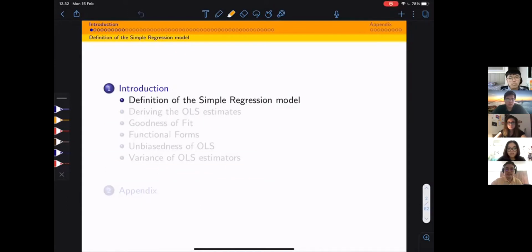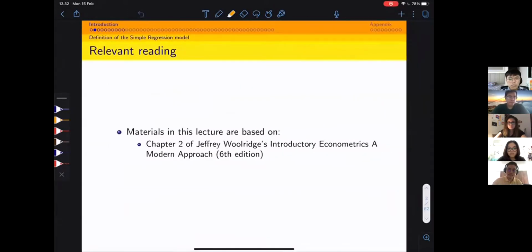All right, so I'm going to start with the first topic, which is the definition of the simple regression model. Again, the relevant reading for this chapter is the second chapter of Jeffrey Wooldridge, Introductory Econometrics: A Modern Approach. I'm hoping that you have already had a chance to review it. If you haven't done so, please spare some time to review the chapter. I think the chapter is really handy and insightful. It's also quite intuitive relative to other econometrics textbooks which are available in the market. So please do spend some time to review the material.